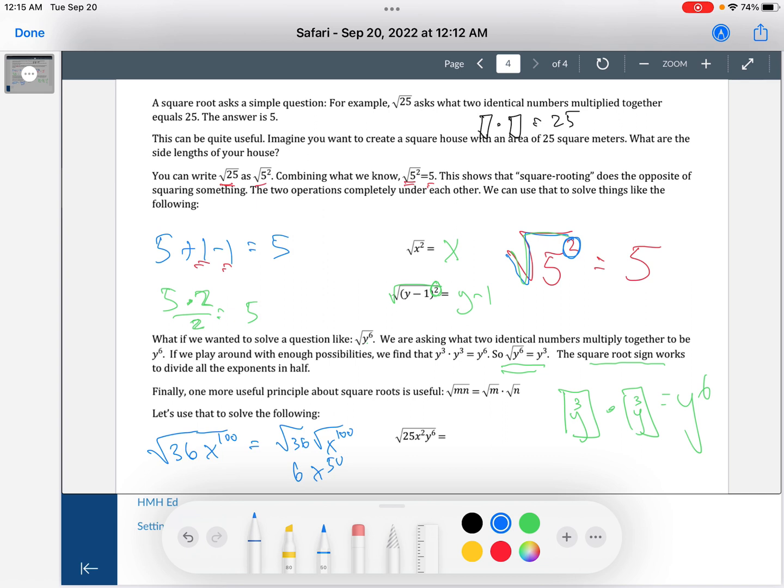And we should have written down square root of 25 is 5, square root of x squared is x, square root of y to the 6 is y to the third. So we've cut these exponents in half. x squared is x to the 1, x to the 6, half of 6 is 3, and 25 was 5 squared, and we turn that 5 squared into a 5. So we've cut all those exponents in half. So this should help you with the homework.